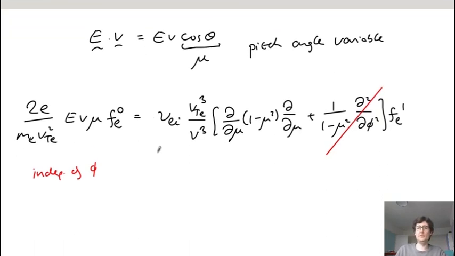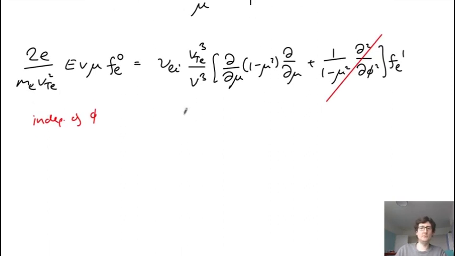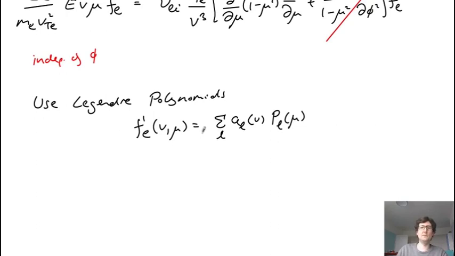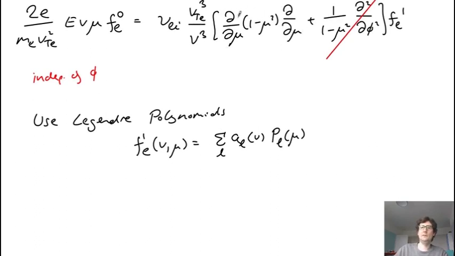Now a common trick is to use Legendre polynomials to solve this equation. So we write the perturbed distribution function f1, as a function of velocity and pitch angle, as the sum of a set of components labelled by L, with coefficients a_L, which are just functions of v, times the Legendre polynomials labelled by L, which are a function of mu. Then using this, you can substitute this into this equation here. And now this operator operating on Legendre polynomials gives this solution.